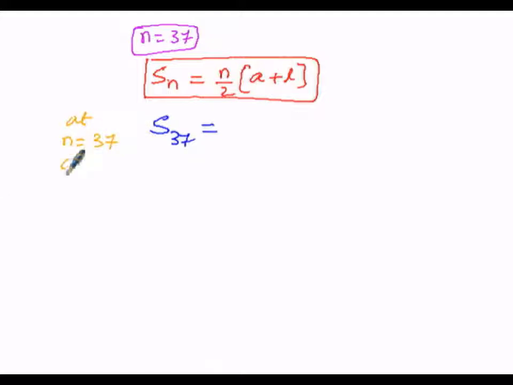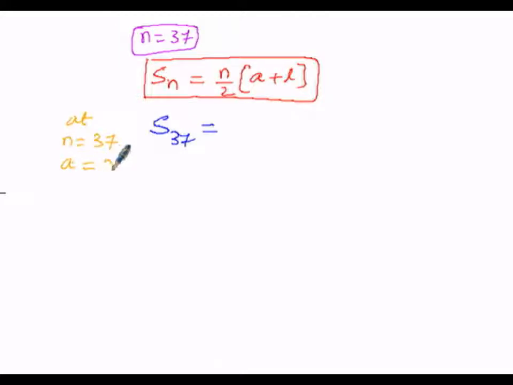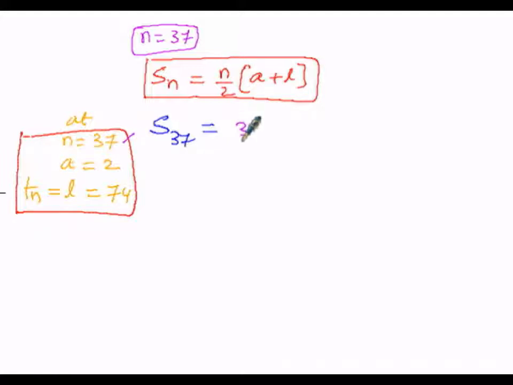Then A. As per the problem, the A value is 2, and the nth term is nothing but the last term. So the L value is 74. So the A value is 2 and the last term L value is 74, which can also be written as the nth term. Based upon these values, we can find the sum of 37 even natural numbers between 1 and 75. The next logical step is n replaced by 37, overall divided by 2, bracket A is 2, plus L, the last term denoted by the nth term, the general term, which is 74.